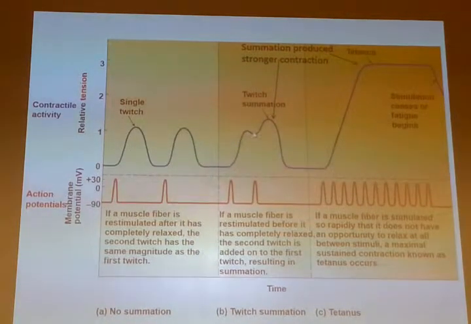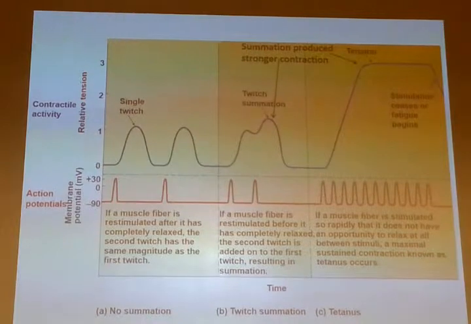So what do you think is happening here that is allowing the next twitch to be added to the first twitch? Why do you get an increase in force of contraction? Why don't you just get two identical peaks here? More calcium. More calcium where? More calcium.